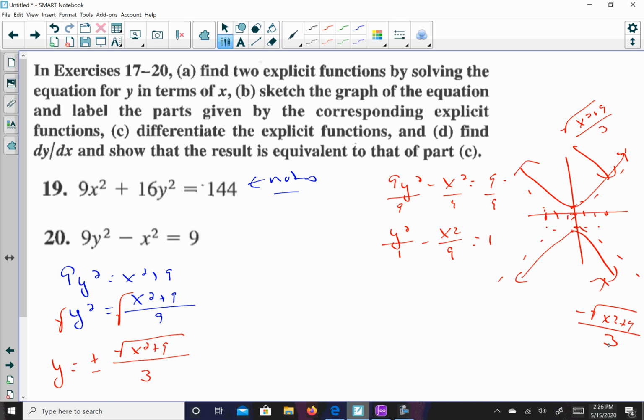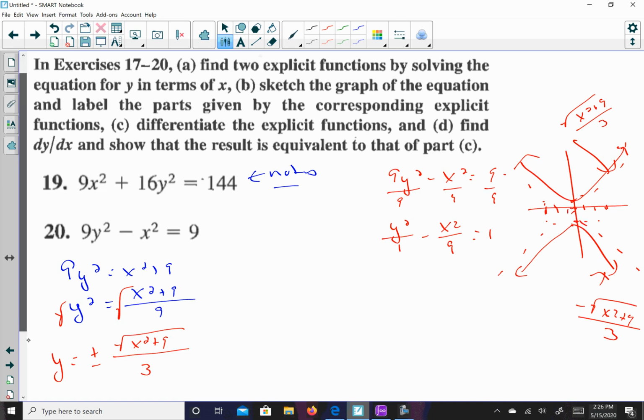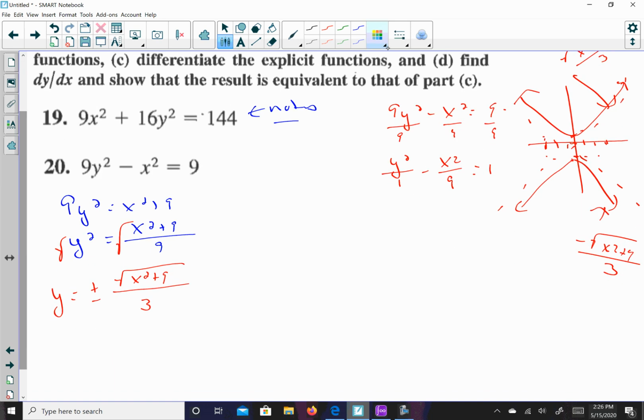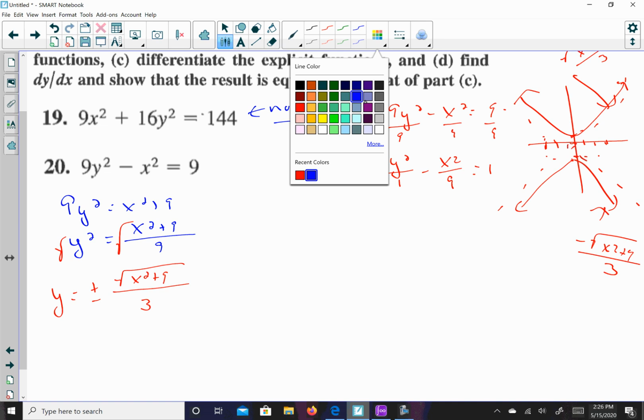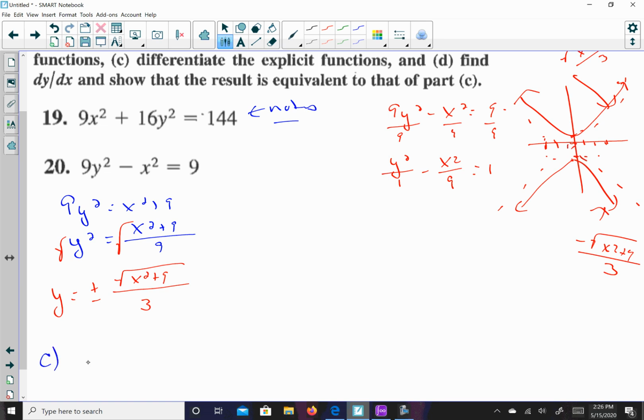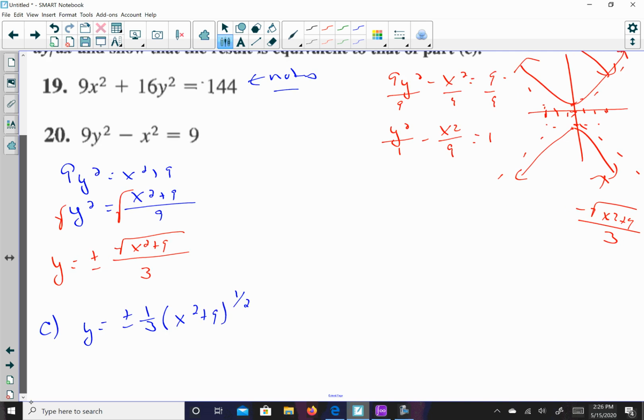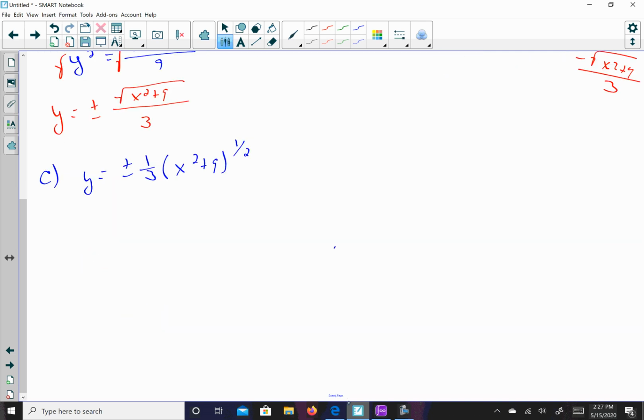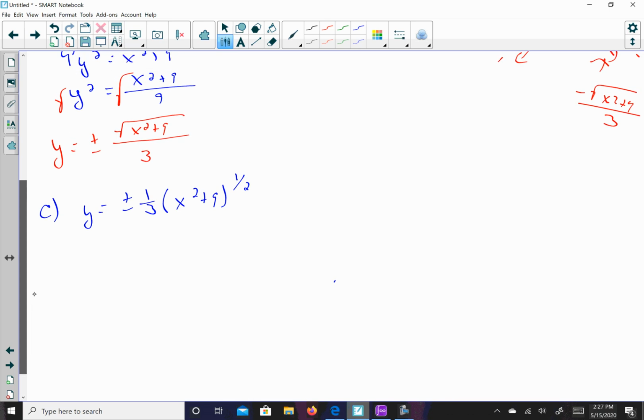Part C, differentiate the explicit function. So I'm going to go here, and I am going to rewrite the function. I'm going to rewrite y as plus or minus 1/3 times the quantity of x squared plus 9 to the 1/2 power. All I've done is rewrite that to make it easier to take the derivative, because I don't want to use the quotient rule. I just want to use the power rule and the chain rule.